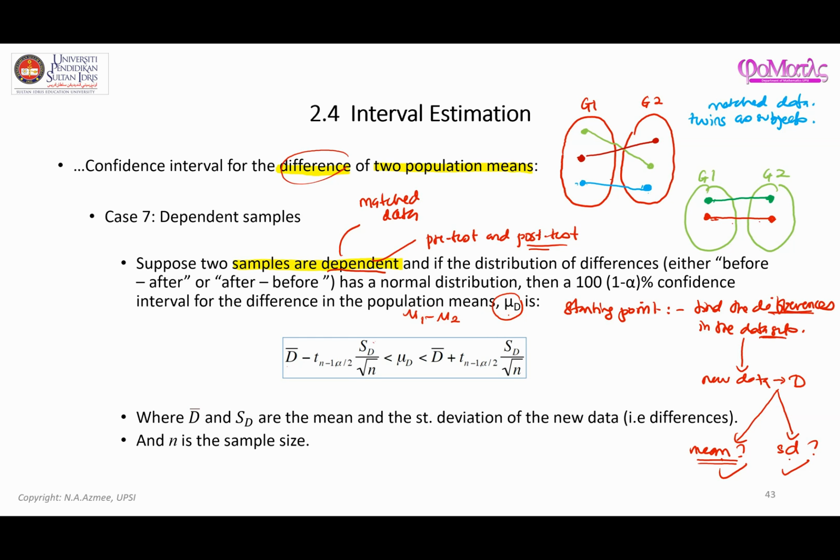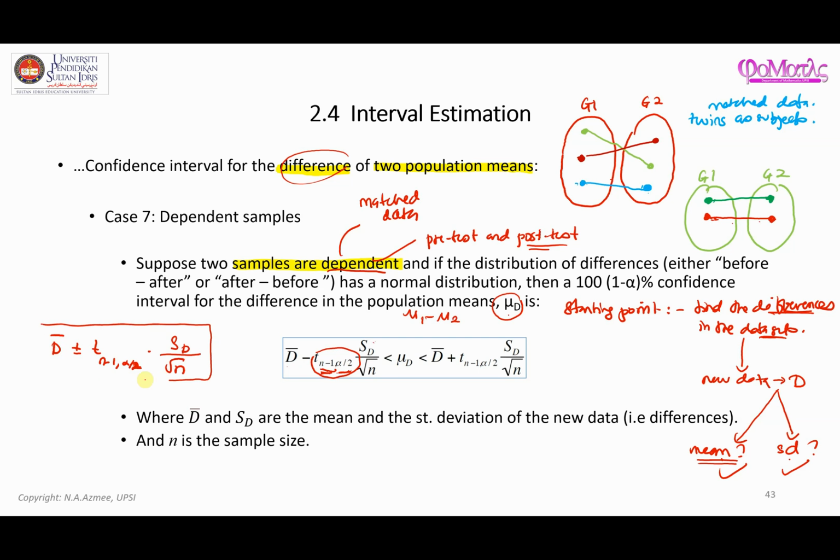Now this one is the t quantile. The degrees of freedom is n minus 1, and this is alpha over 2, which is the probability that you can find at the top of the t distribution table. And if you want, you can also write this formula in a compact form, and it is going to look like this: D bar plus minus t with n minus 1 degrees of freedom and alpha over 2, times the standard deviation of the new data over square root n.